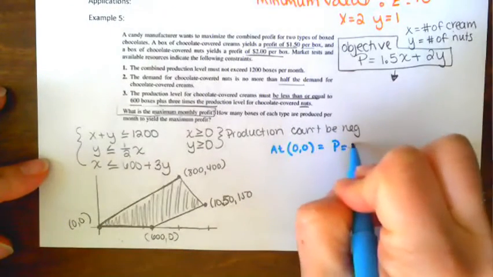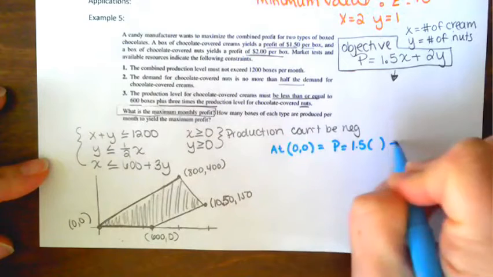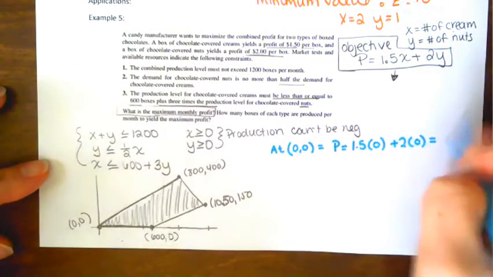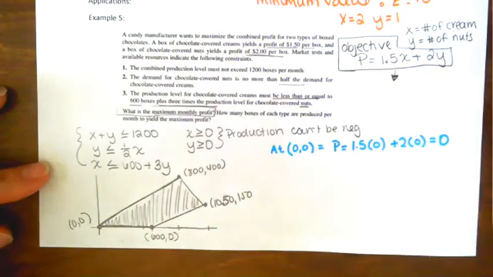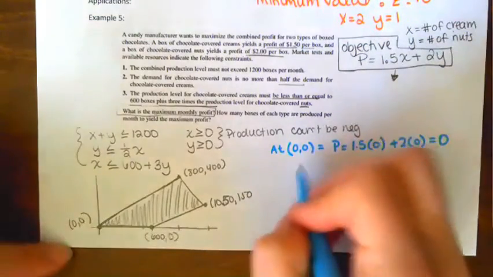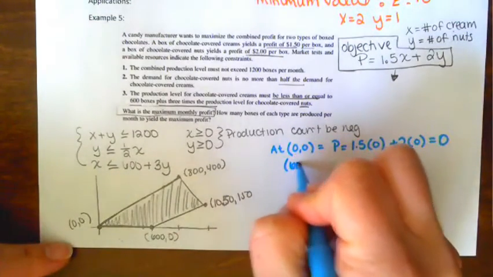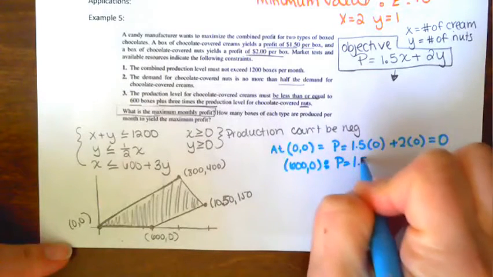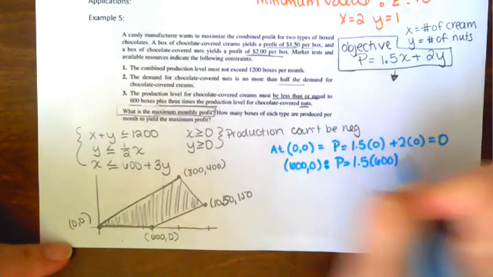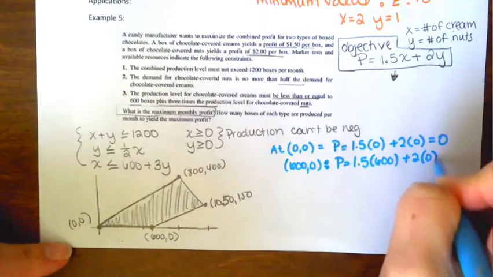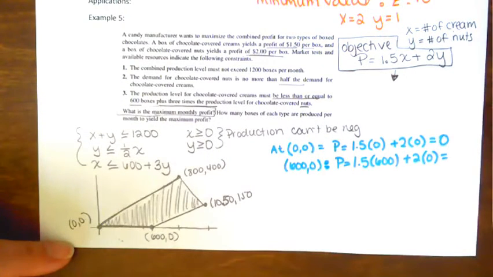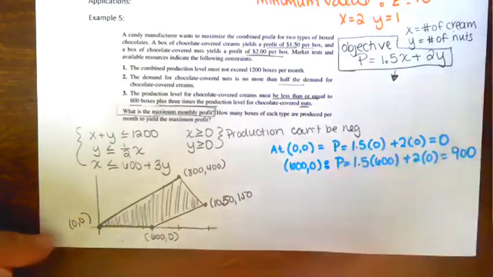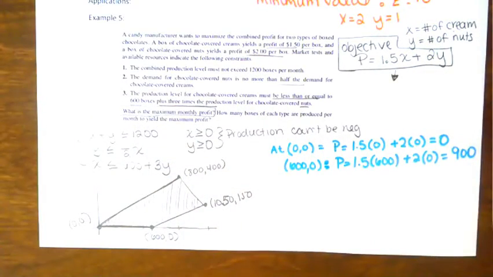P equals 1.5 times X plus 2 times Y. And my X is 0, my Y is 0, so my profit is 0. All right, let's do 600, 0. The profit equals 1.5 times X, which is 600, plus 2 times Y, which is 0. So my profit at 600, 0 is $900. Okay.